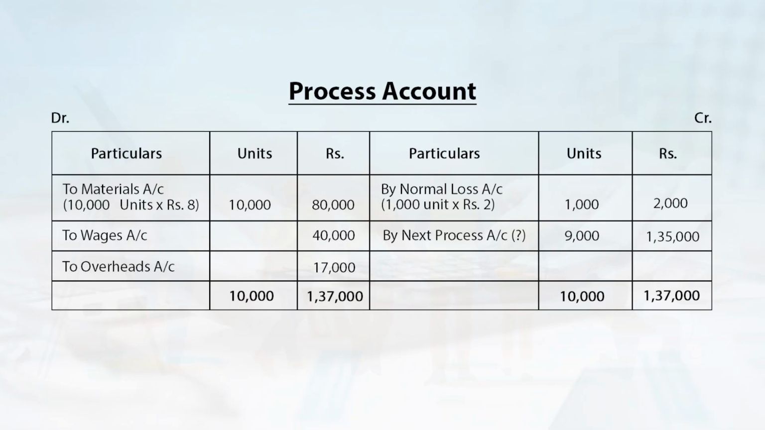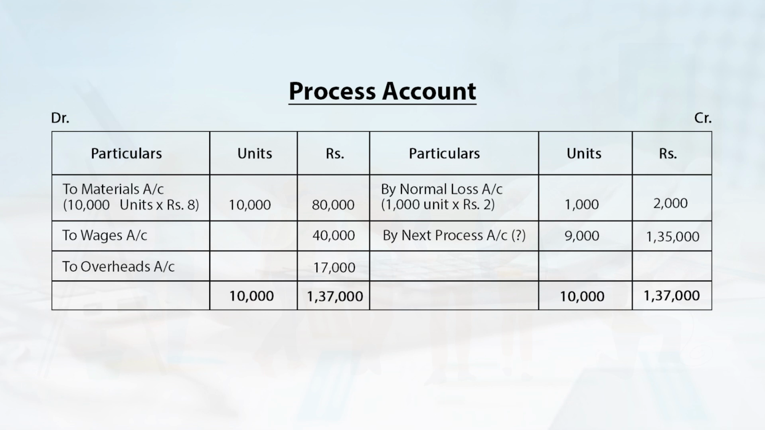Let us prepare the process account. You all know that a process account has 6 columns, 3 columns on the debit side and 3 columns on the credit side, which are particulars, units and amount in rupees. On the debit side, first is to materials account, 10,000 units introduced at rupees 8, and the amount comes to rupees 80,000. The next is to wages account, rupees 40,000.